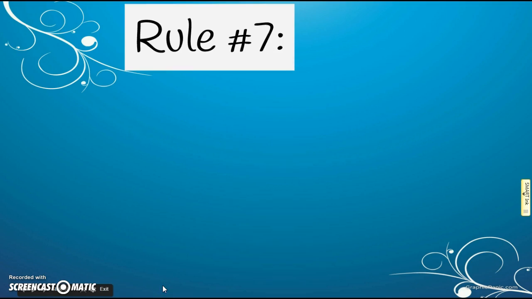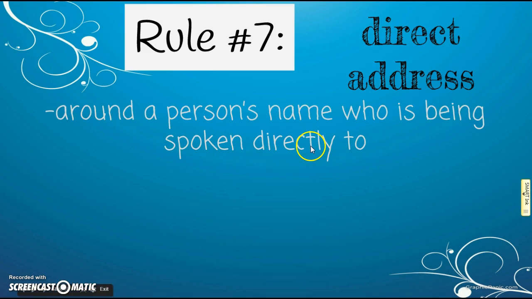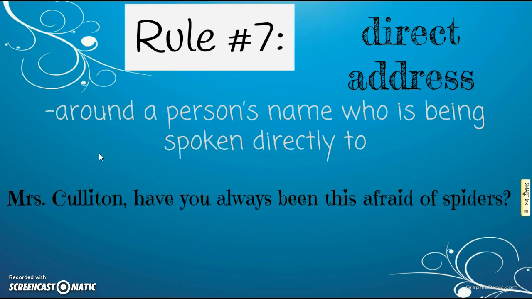Rule number 7 looks at direct address, and this is where we were talking about before. We said it as address. Now we're talking about an address. To directly address a person is to talk to them. When you're talking to a person, you want to put the commas around the person's name who's being spoken directly to. So let's look at an example.